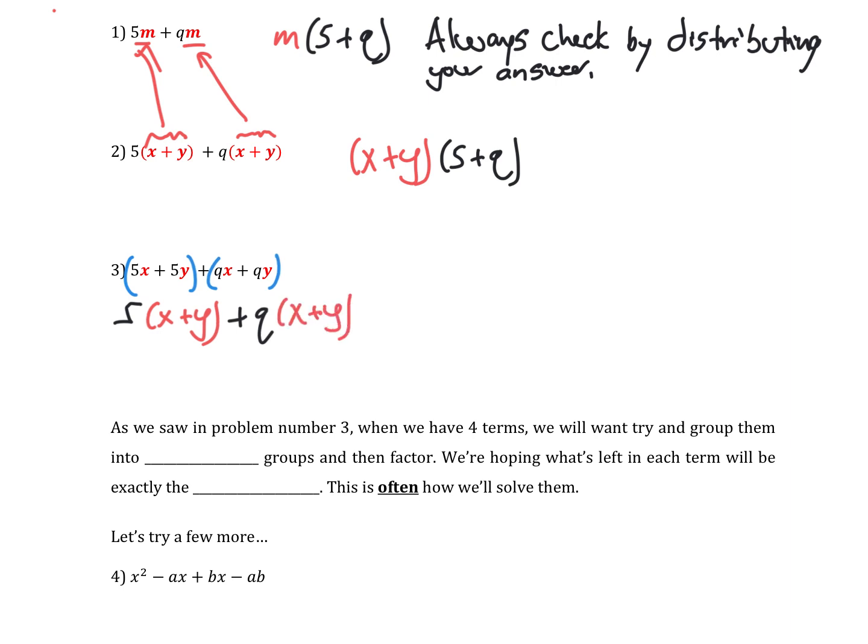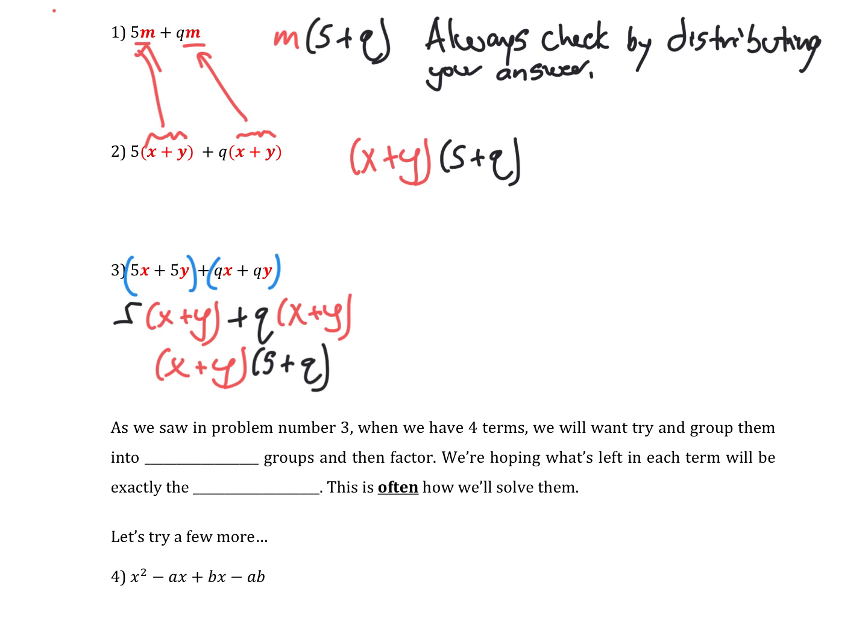x plus y. And much like the example above, when x plus y is attached to two different terms, I can factor out an x plus y from each term. So I'm just going to factor out the x plus y, and what would you be left with? The 5 plus q.